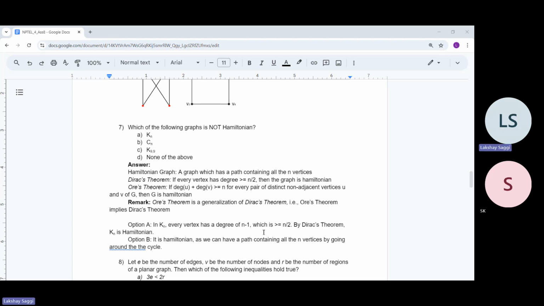Yeah, so we can just say it as a theorem that every Cn is Hamiltonian. Sure, you can claim it as a theorem also, but this is a very straightforward result. Generally theorems are results which have a bit more sophisticated proofs, right? We can just say that Cn is Hamiltonian.